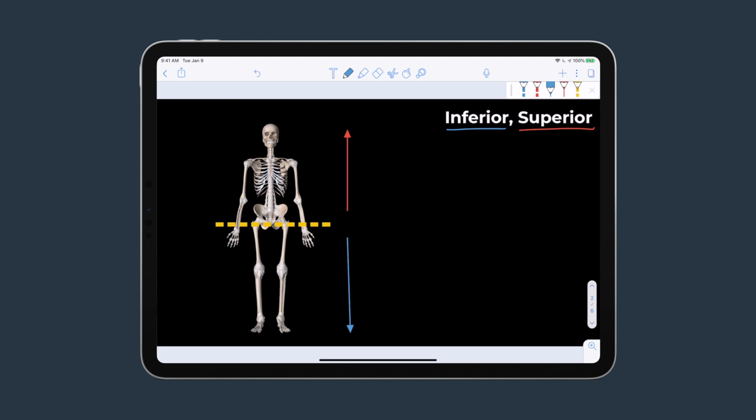Now again, something can be superior even if it's the elbow, because we might say that the elbow is superior to the wrist. By using superior to describe these two different anatomical landmarks, we give ourselves orientation, even if the elbow is not all the way at the top of the skull.